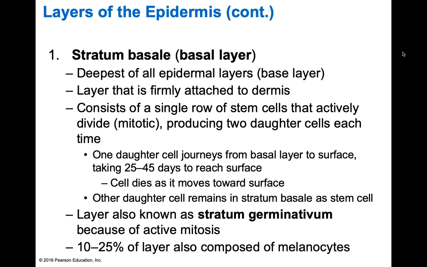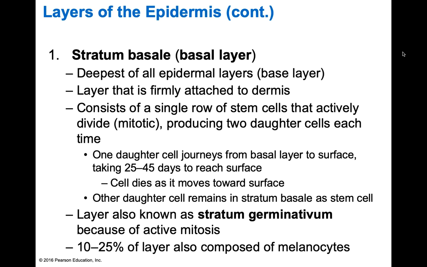One daughter cell journeys from the basal layer up to the surface, taking about 25 to 45 days to reach the surface. And then the cell dies as it's moving towards the surface. Like as soon as you're born, you start to die. It's a little bit morbid, but that's true for our cells as well. Okay, the other daughter cell remains in the stratum basale as a stem cell itself.